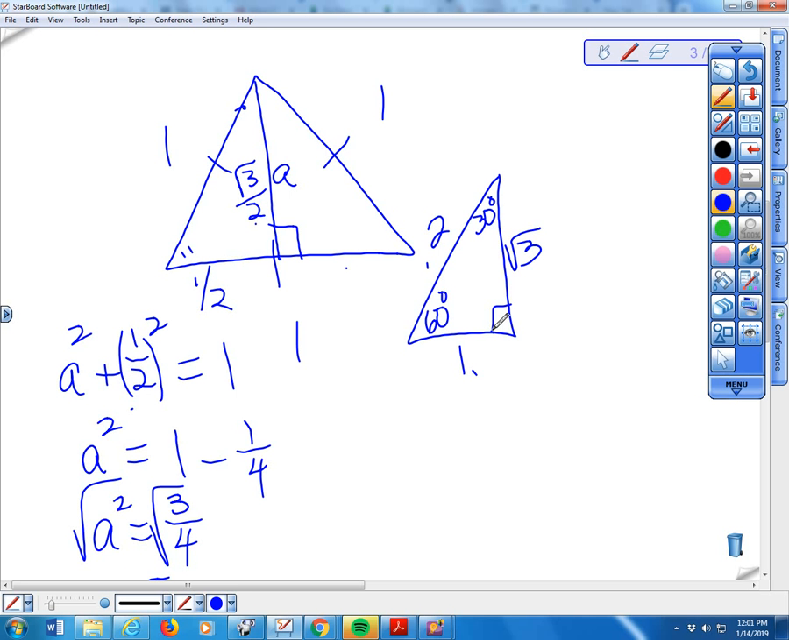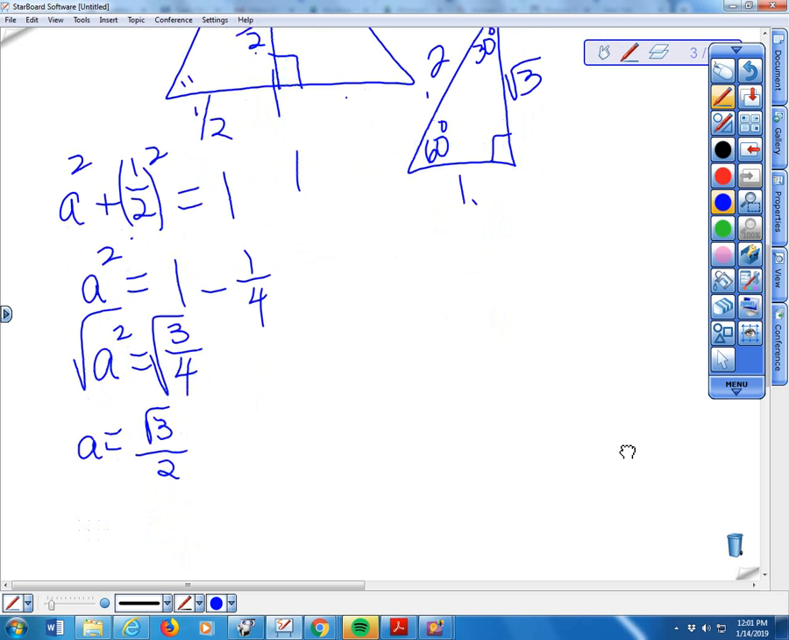Okay, so when I arrange these numbers in order, they look like this. This is opposite the 30. This is opposite the 60. This is opposite the 90. Okay, so if you remember the pattern, 1, 2, square root of 3, you can then arrange your sides opposite the correct angles and draw your triangle.